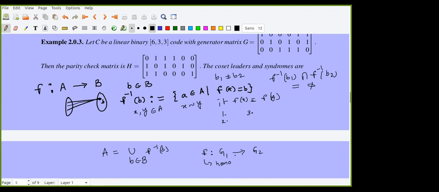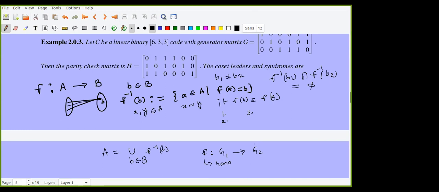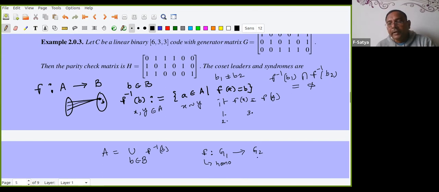F inverse of 0 will be the kernel of F. What is the kernel of F? F inverse of 0 is the kernel of F. Here you take the identity E2, so its inverse image is the kernel. But what about if I take an arbitrary element B? What is F inverse of B?